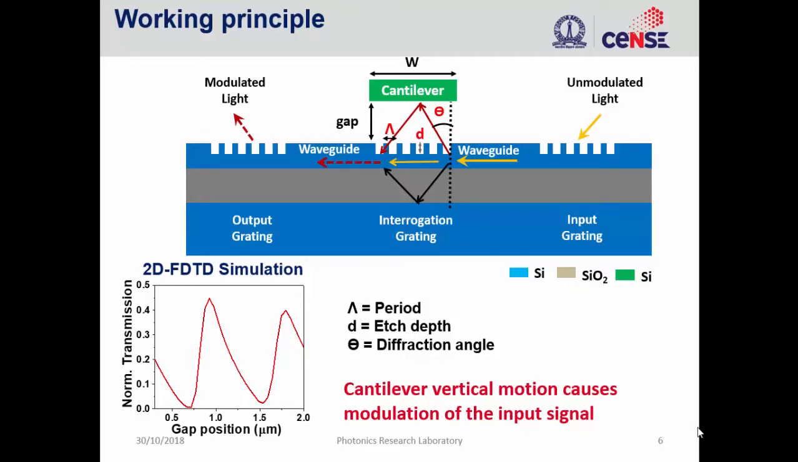So this is the 2D FDTD simulation. As the gap position is changed, what we observe at the output is a modulation in the intensity. So this is the basic principle behind this device.